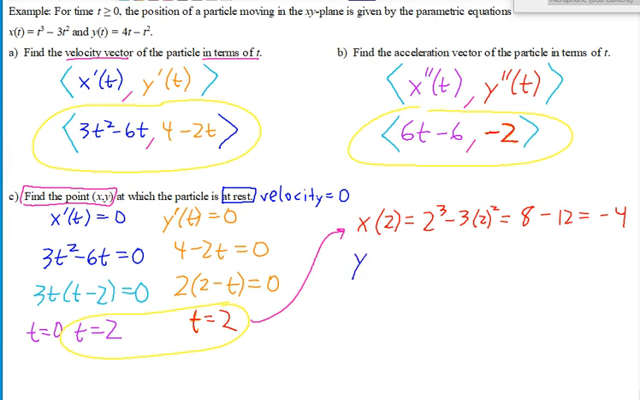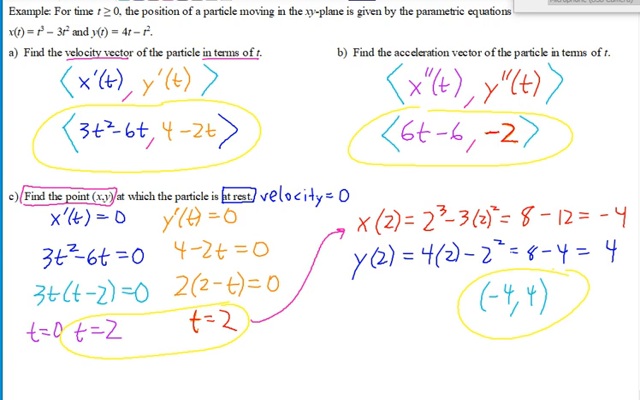And y of 2 would be 4 times 2 minus 2 squared. That would give you 8 minus 4, which is positive 4. Just a coincidence they happen to be opposites here. So those are the coordinates of the point. That's where the point is actually at when it's at rest, at time 2. So it'd be negative 4, 4. That's what it's actually asking for as your final answer on this.